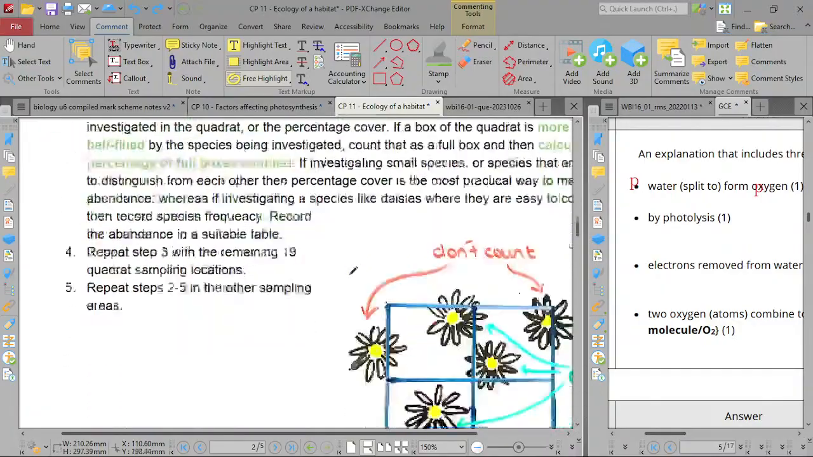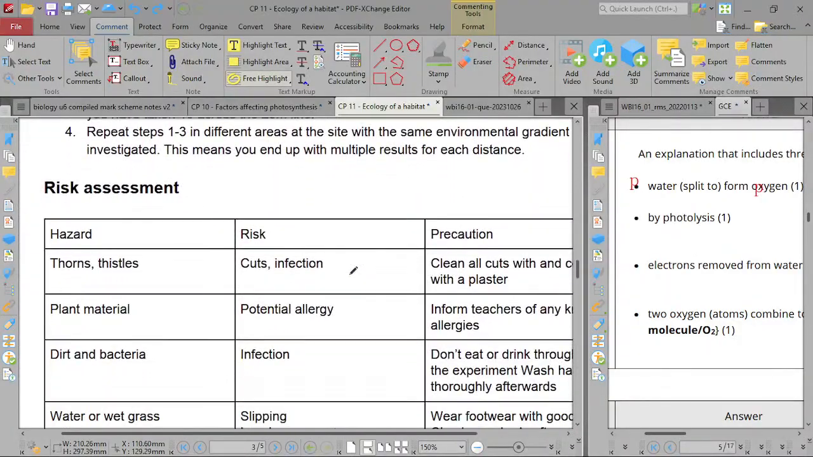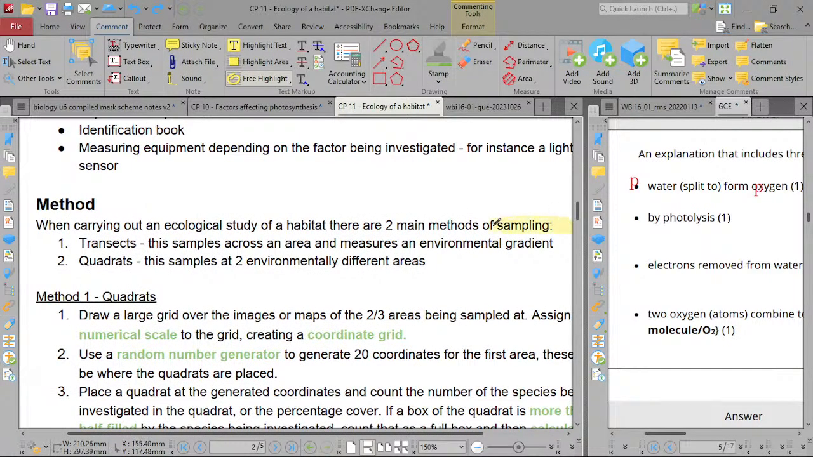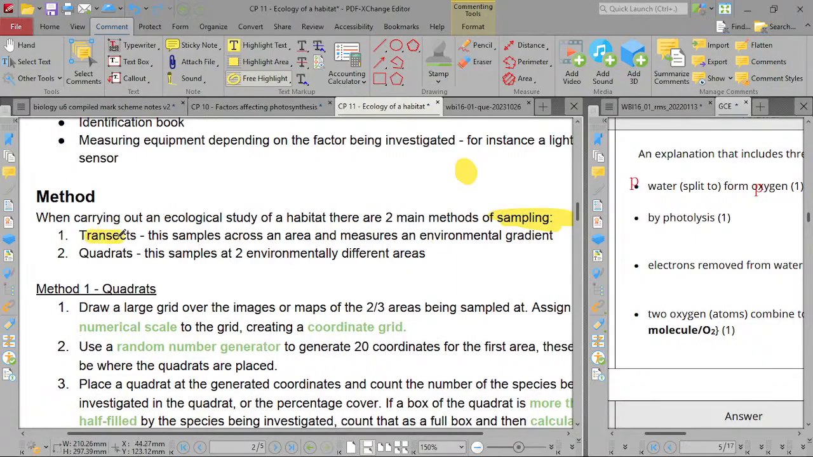So here's the method, one with quadrats and one with transects. When carrying out an ecological study of a habitat, there are two methods of sampling. Okay, sampling is you take a small area as a representation of the whole area. One is using transects and one is using quadrats. So what we're doing, an ecological study of a habitat, is known as sampling.